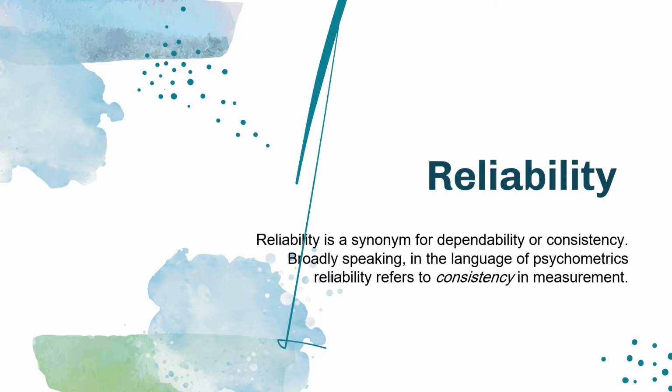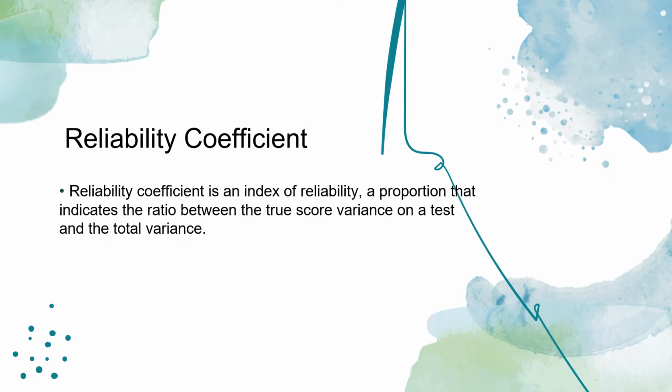So, ganun rin sa context ng testing and assessment. So, masasabi nating reliable lang isang test kung consistently nitong name-measure ang mga variables. Masasabi nating reliable ito kung it gives a consistent result kahit na paulit-ulit pang i-take ang isang test. So, to know the degree of consistency ng test or measurement, we use reliability coefficient. Reliability coefficient is an index of reliability, a proportion that indicates the ratio between the true score variance on a test and the total variance.